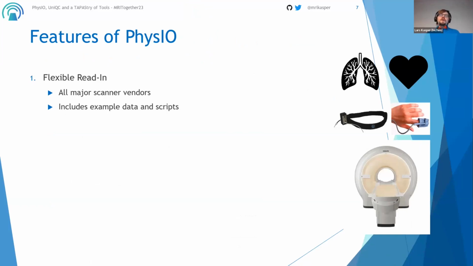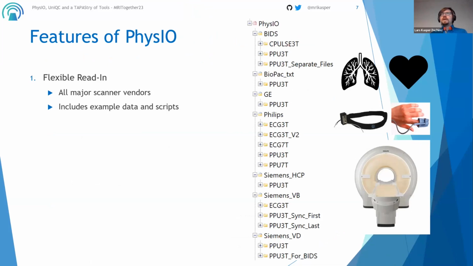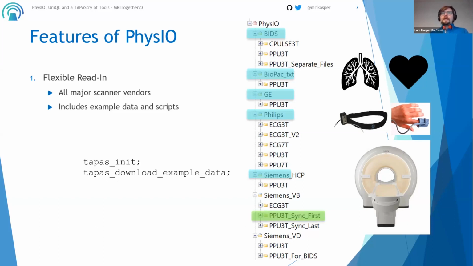The features of PhysIO: when we developed it, we tried to address three major challenges. First of all, we needed a flexible reader for different data formats, because each vendor basically has their own log file format for this physiological data. And you can see a list of the currently supported data formats. And for all of them, we include example data and scripts. We also support BIDS as one of the community standards. And this is how you can get started. You just initialize and download the example data, and then you can try it out for your own.